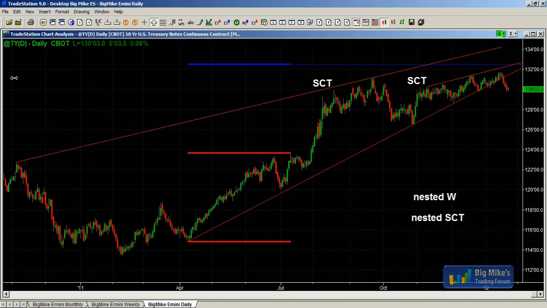10-year note, top of the channel. Channel top line has become support. I'm misunderstanding the question, because whenever I hear the top of a channel, I always think of it as resistance. Notes the next bubble to burst.